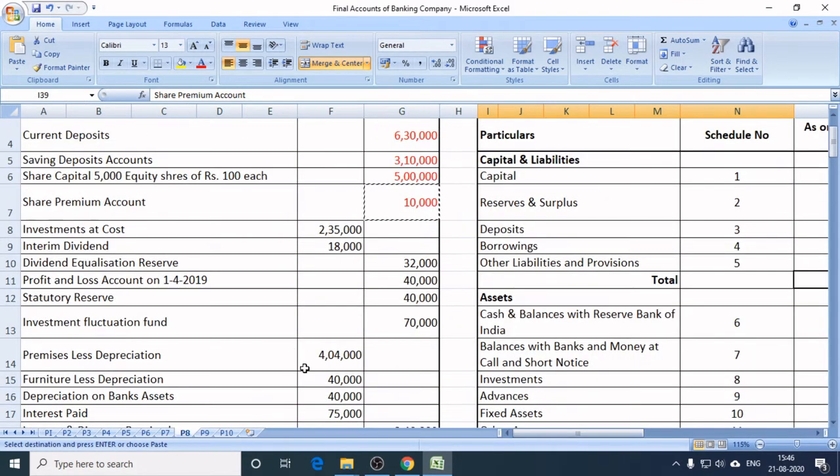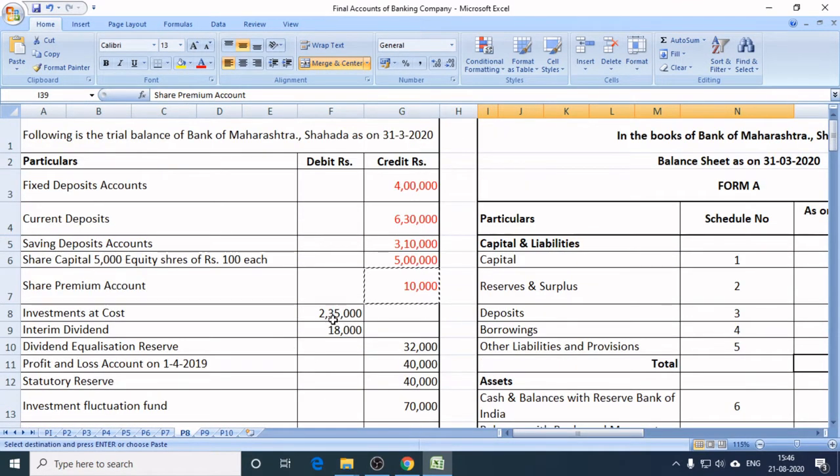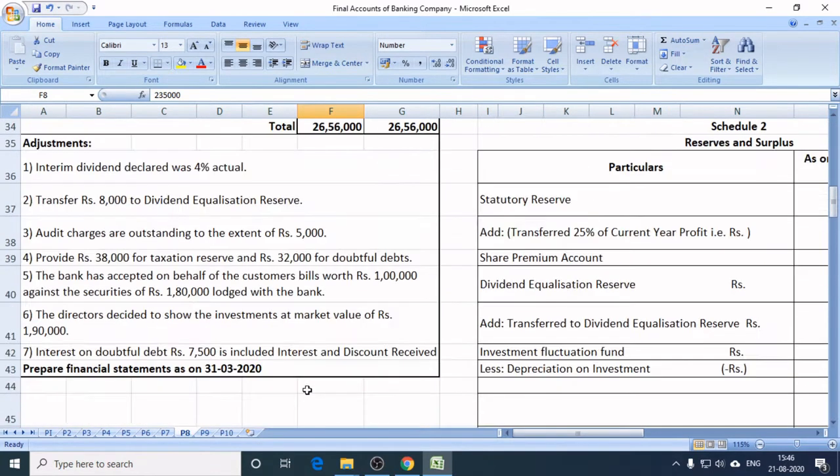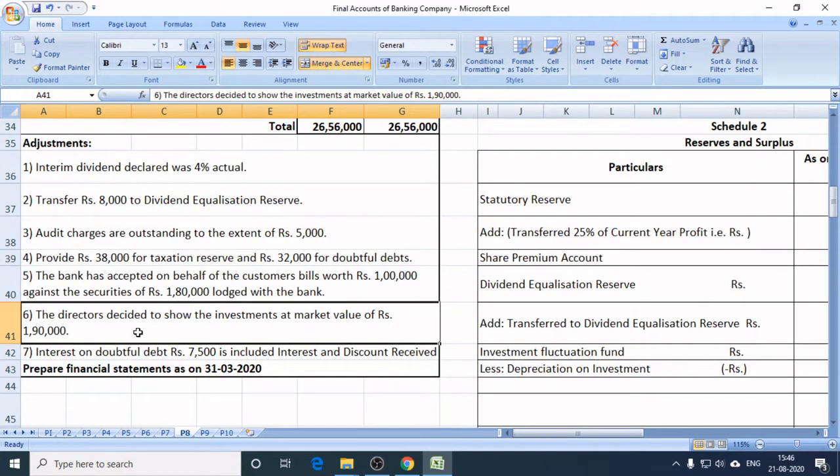The next particular in the problem is investment at cost. The value is 2,35,000, and we know that there is one adjustment related to it, and its number is 6. Here the directors decided to show the investments at market value of rupees 1,90,000.